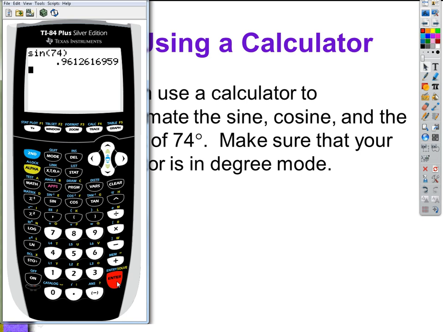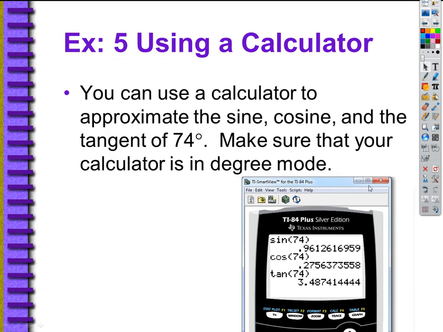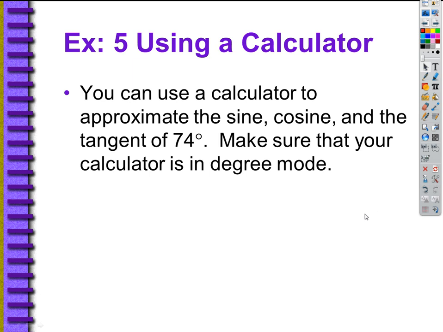If I want to get cosine, same deal. Cosine 74, close the parentheses. There it is. Tangent, TAN is tangent. So that's how you're doing it. And all calculators, and your phones, will have these too. I would say all the calculators on phones will, but it's easy to find a free one that does if you don't have one.